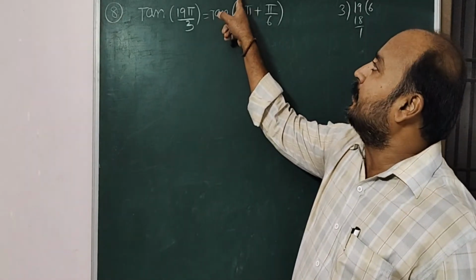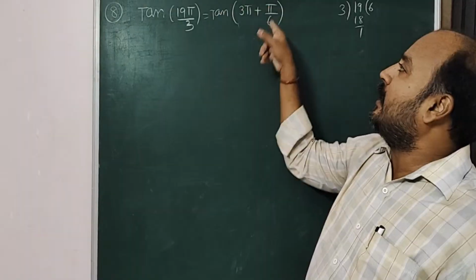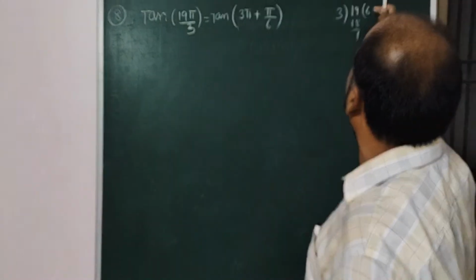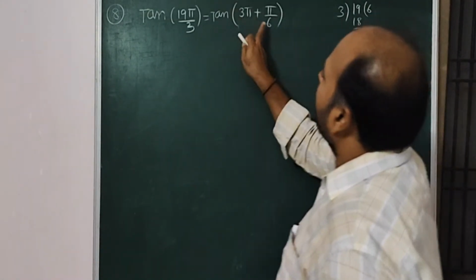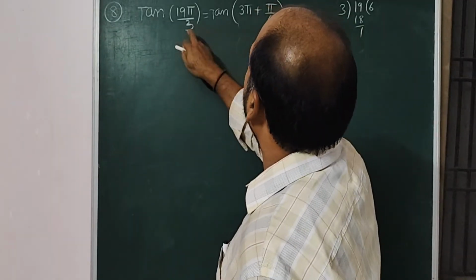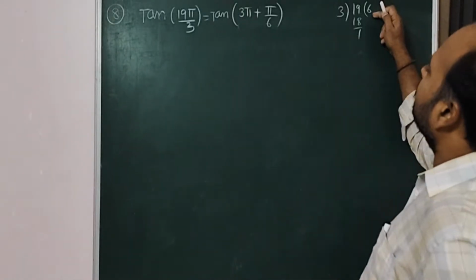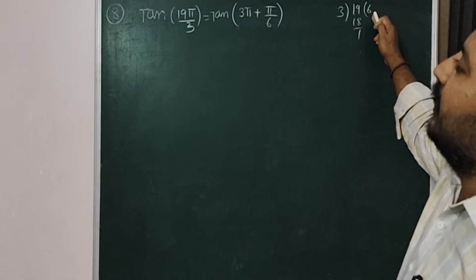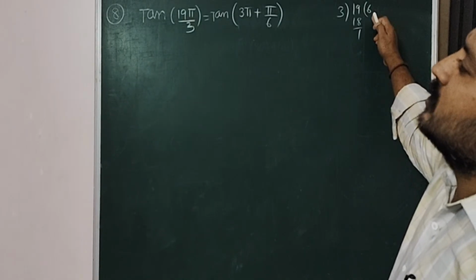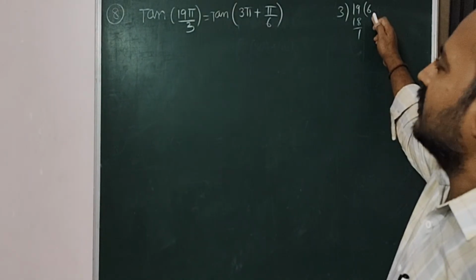3 pi's, 18 pi. 18 pi plus pi, 19 pi by 6. So not 6. This is 18, no? 18 pi. Here I want to get 3. So 3 times means 3 pi. 3 6s are 18. That is the correct one.